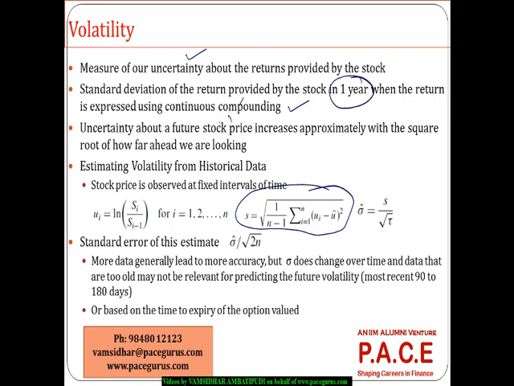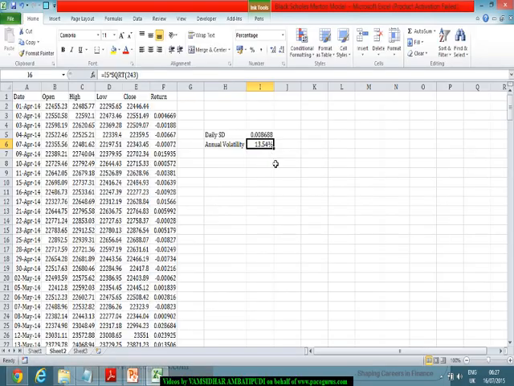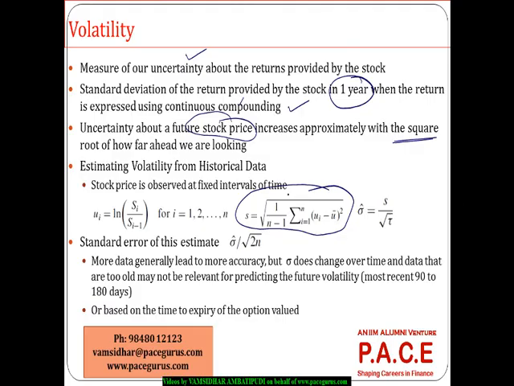We are talking about the uncertainty about the future stock price increasing approximately with the square root of the time period. That is what we have done. So we have multiplied it with the square root of the time period.